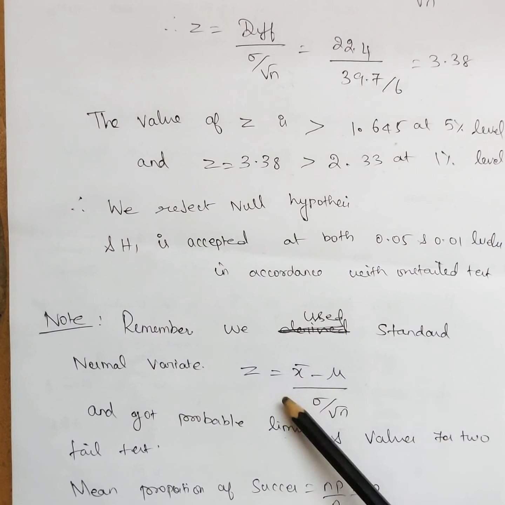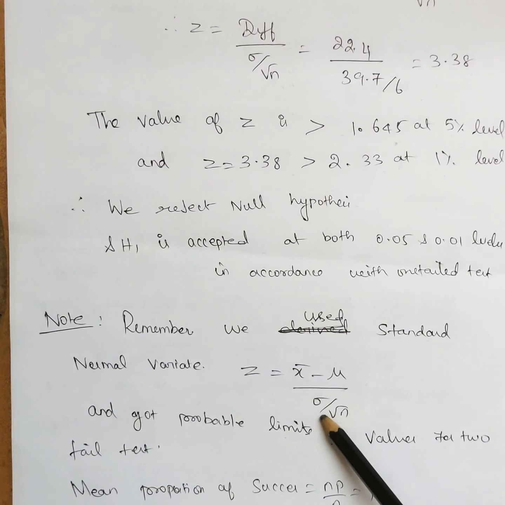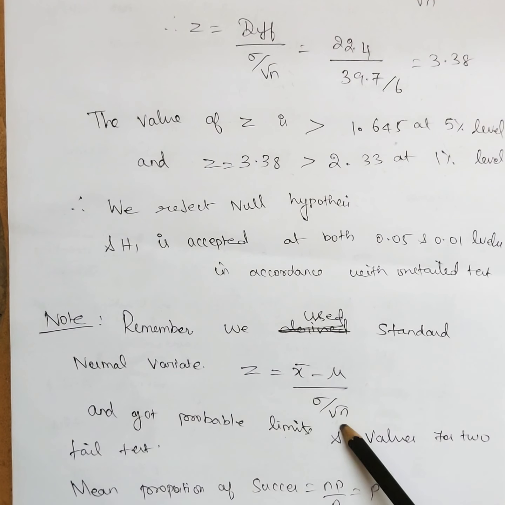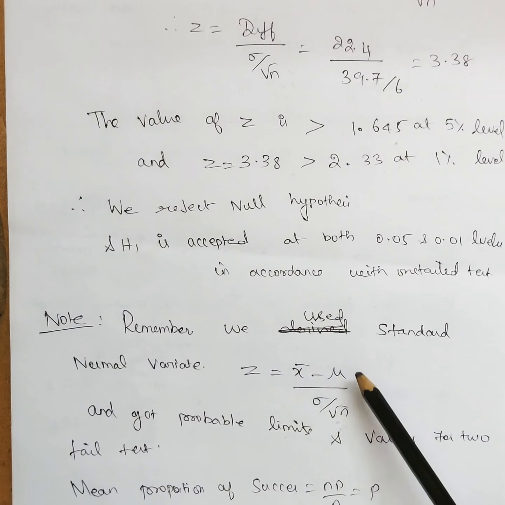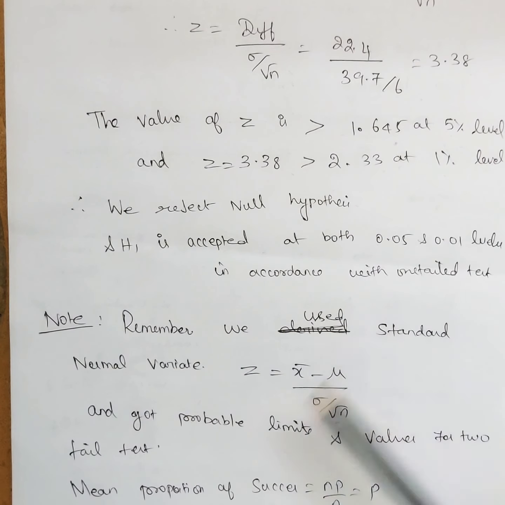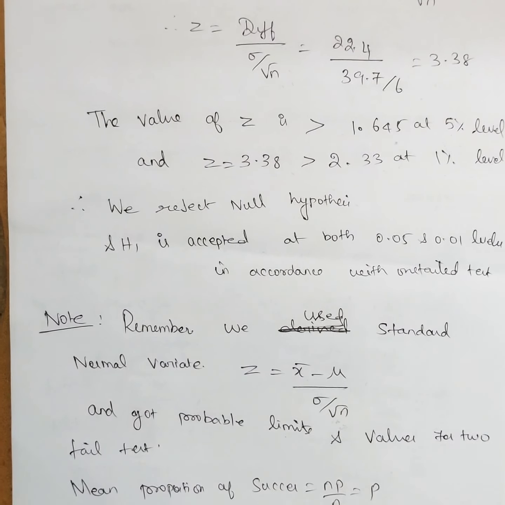So numerator is the difference between the means and the denominator is sigma by root n. If standard deviation is given, we will use this. Or else we will write x minus mu, that is the difference in the numerator, divided by root of NPQ in the denominator. This is the difference between the previous problem and this problem, only this formula. And both the problems are one tail test. Now we will see one more example.